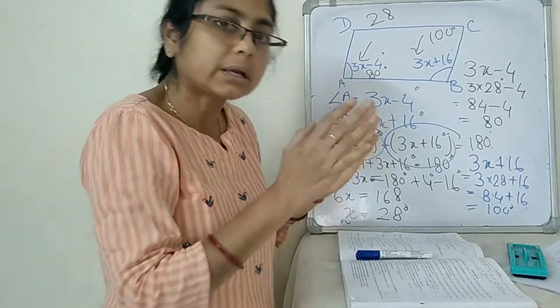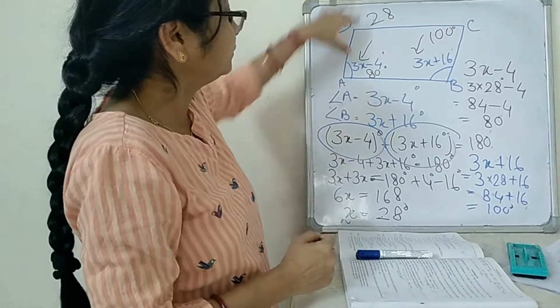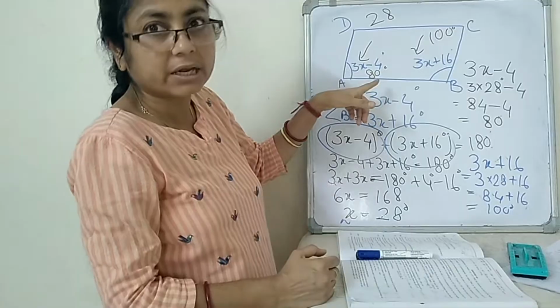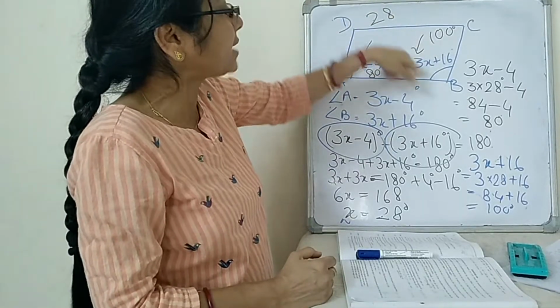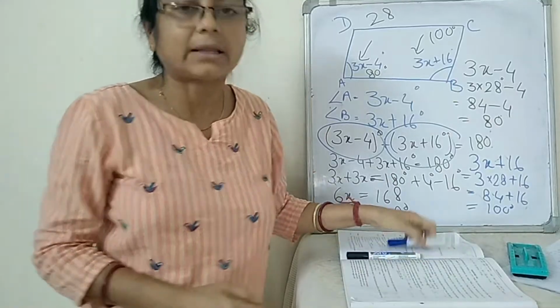Okay? Clear? I just put the values of x and find out that this is 80 degrees, and put the values of x and find out this one. You do it. I just check the other message.